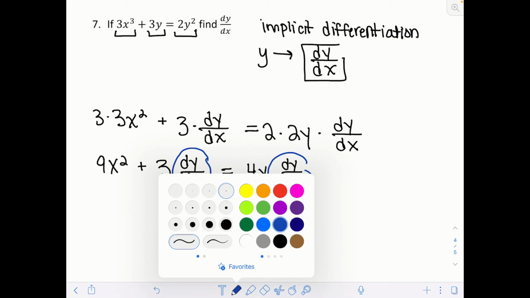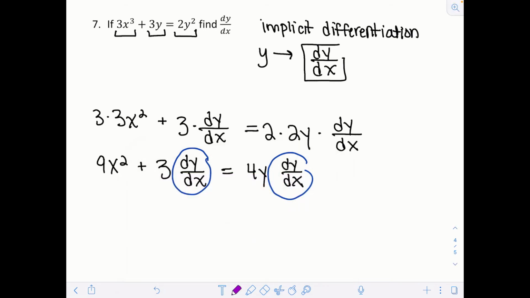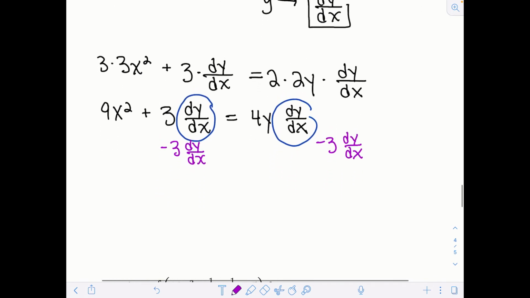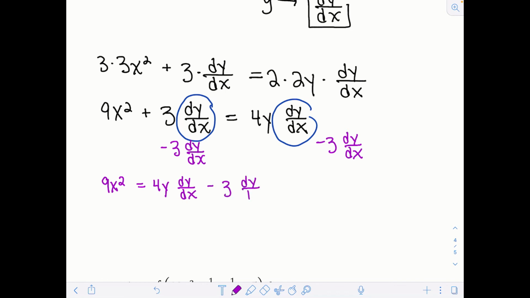Okay, so we can do that. But first I want to group everything with a dy dx on one side of the equation. It actually doesn't matter which side I move them over to. Maybe I'll go ahead and move the part on the left over to the right. I'm going to subtract that from both sides, which leaves 9x squared is equal to 4y dy dx minus 3 dy dx.